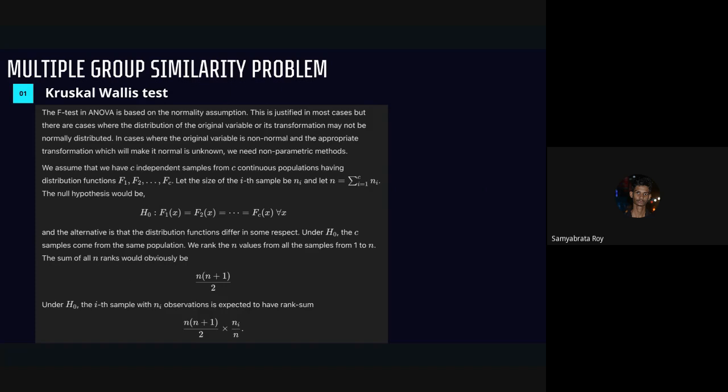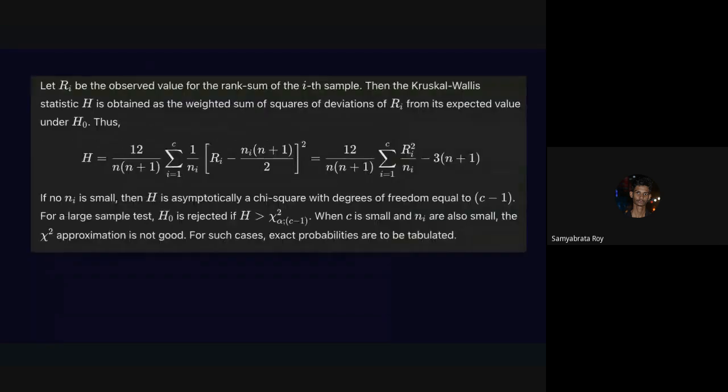Now, the most important one, that is the multiple group similarity problem. Earlier, we were checking similarity between two groups, right? It's just like ANOVA, what we did, but the normality assumption is not taken. In this scenario, we set up a null hypothesis that we have C number of random variables, and all the random variables follow the same distribution function. And the alternative could be anything else; even a single inequality will confirm the alternative hypothesis.